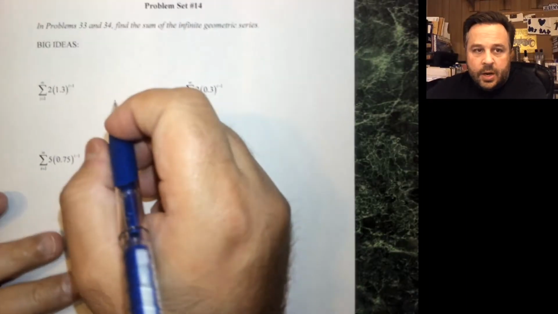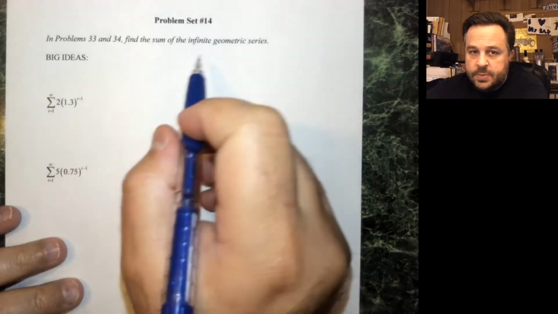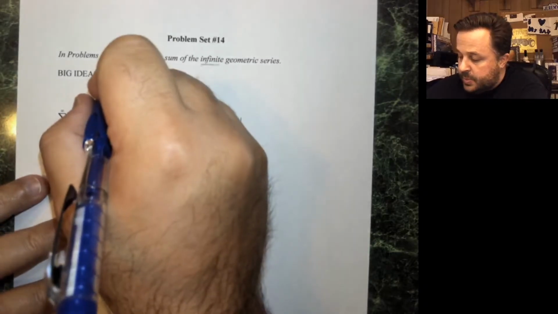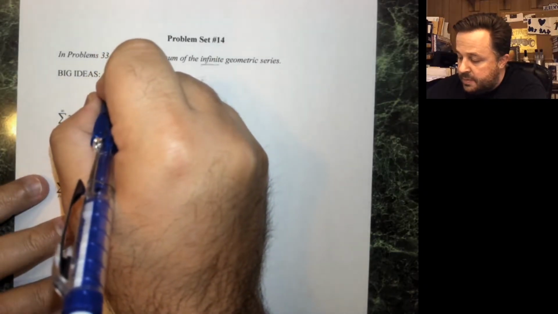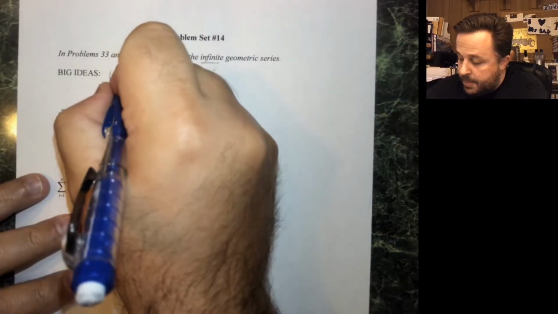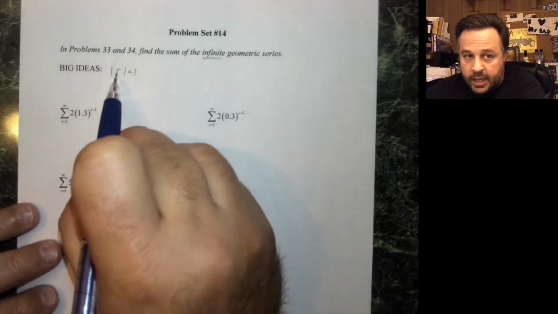Okay, so here we are on problems number 33 and 34 for problem set 14. These are dealing with geometric sequences. We're adding an infinite number of terms. So the first thing we need is that the absolute value of r must be less than 1. That is, r must be between -1 and +1.